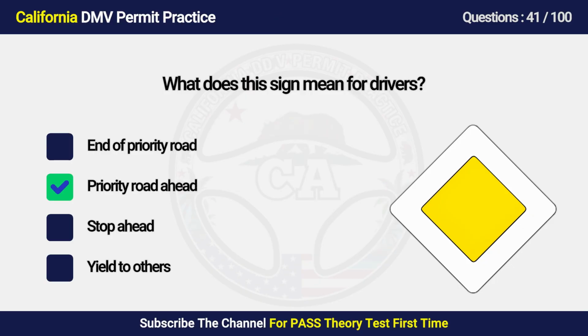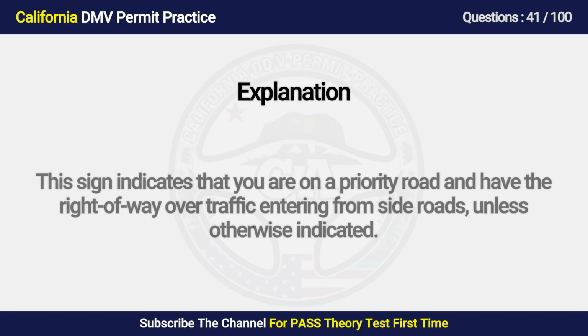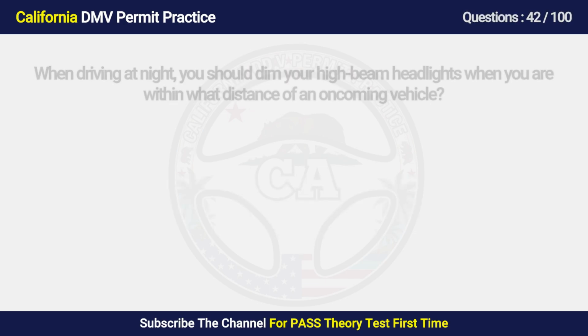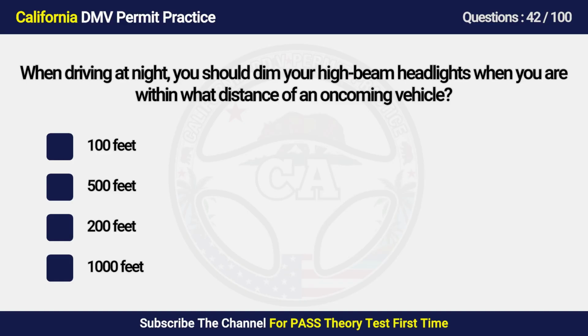Answer is B, priority road ahead. This sign indicates that you are on a priority road and have the right of way over traffic entering from side roads, unless otherwise indicated.